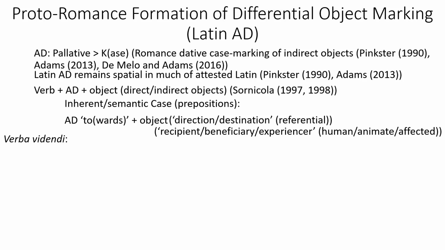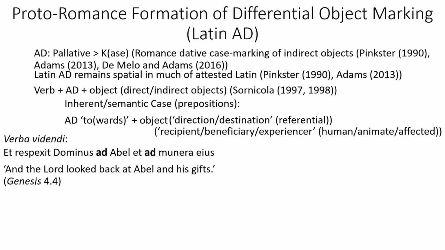So if we're looking at some examples, for example, the verbs of vision in the Latin Bible, Genesis 4:4, respexit ad Abel et ad munera eius. The idea is that respexit denotes motion, and ad here denotes the direction and destination. And here the objects Abel and munera eius are necessarily definite and specific, and denote directed vision.